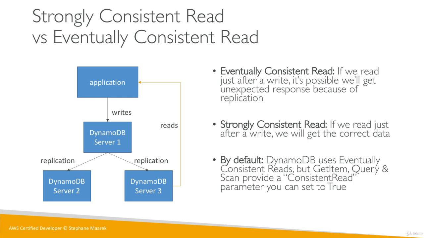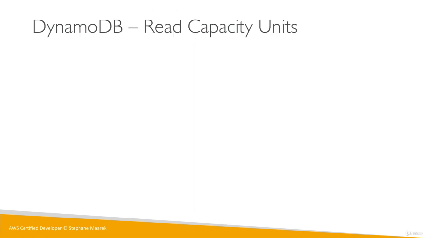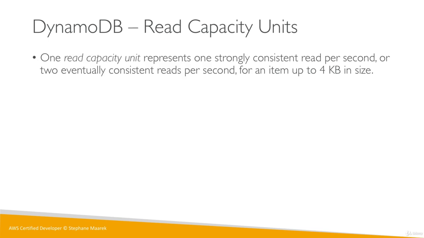So why am I bothering you with strongly and eventually consistent reads? Well, because it impacts RCUs. So one read capacity unit represents one strongly consistent read per second or two eventually consistent reads per second for an item up to 4 kilobytes in size. So this formula is a little bit trickier because now there is 4 kilobytes in size for the items, and also there's going to be a strong difference between strongly consistent and eventually consistent. And if the items are larger than 4 kilobytes, more RCU are consumed.